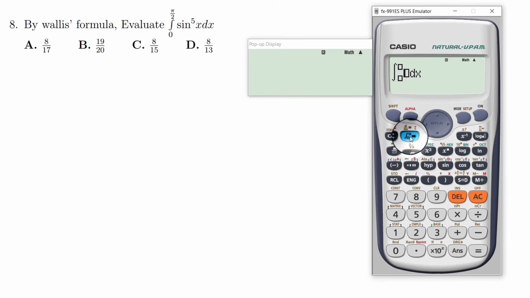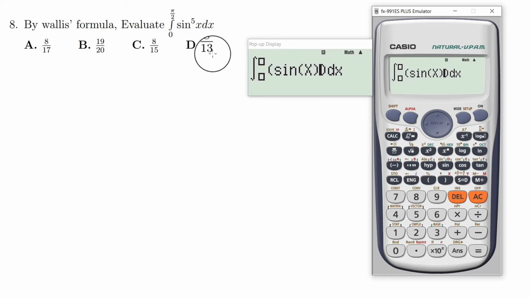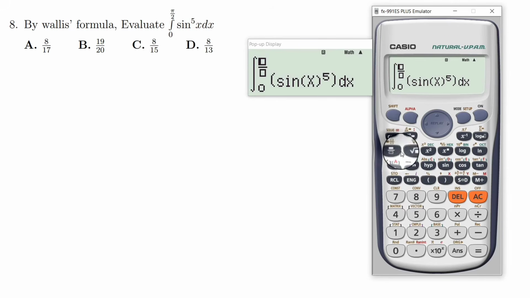Again, you press your integral button, then open and close the brackets. Then after that, we press our sine button, sine alphabet X. So this is sine X raised to power 5. It's still the same thing as pressing your sine X, then press your arrow up button, then press your 5. Now if I put in my 0, that's the lower limit, and my upper limit to be pi over 2. So for me to activate pi over 2, I need to press my fraction button.